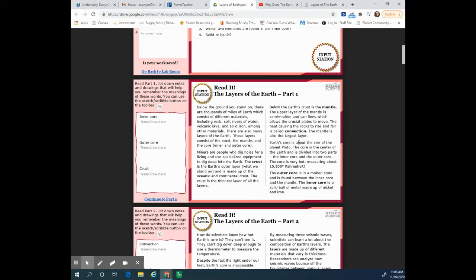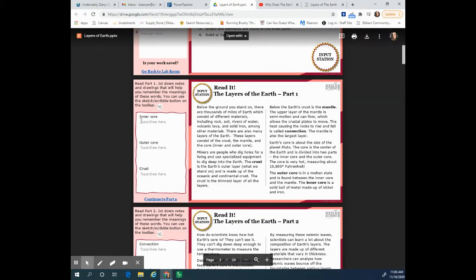The Earth's core is the size of the planet Pluto. The core is the center of the Earth and is divided into two parts, the inner core and the outer core. The core is very hot, measuring about 10,800 degrees Fahrenheit. The outer core is in a molten state and found between the inner core and the mantle. The inner core is a solid ball of metal made up of nickel and iron.